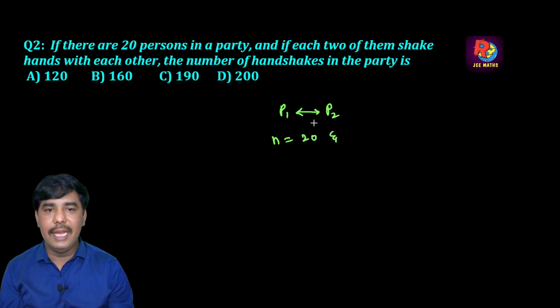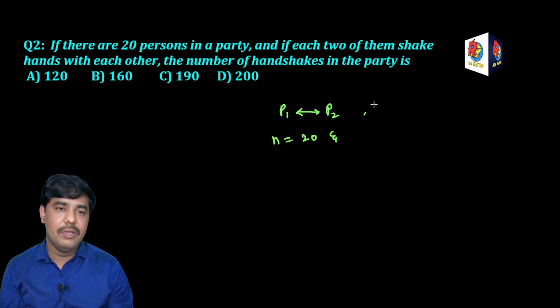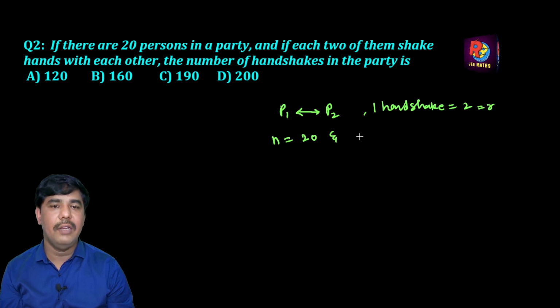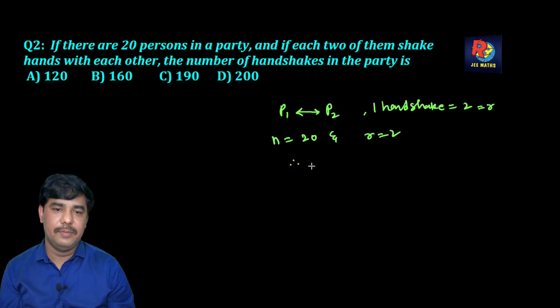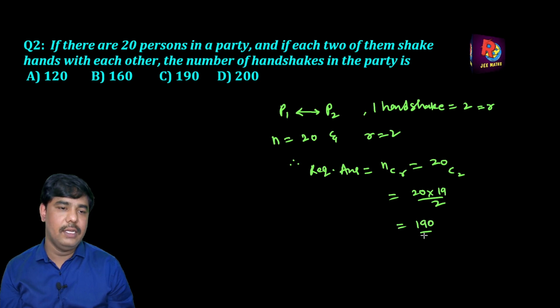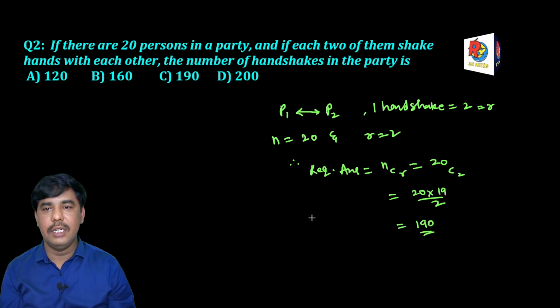And if we want a handshake, one handshake equals to how many persons are required? 2 persons are required. This handshake is nothing but the R value. So R equals 2 is given. Therefore the required answer equals NCR, that will be 20C2. So 20 into 19 by 2, that will be 190 handshakes are possible. That one you need to remember.